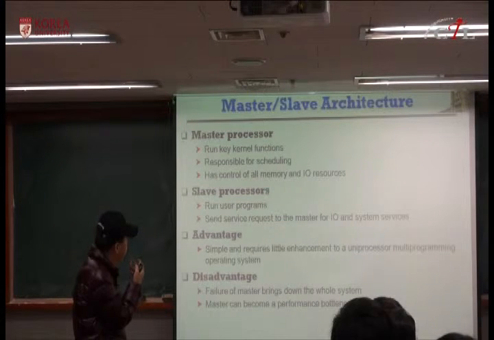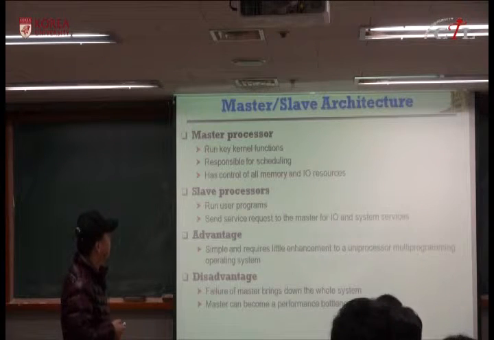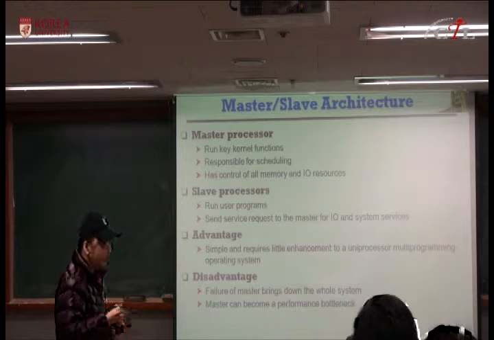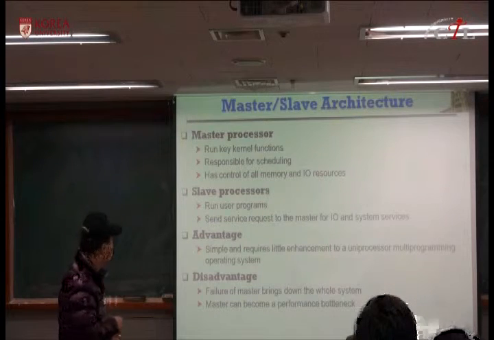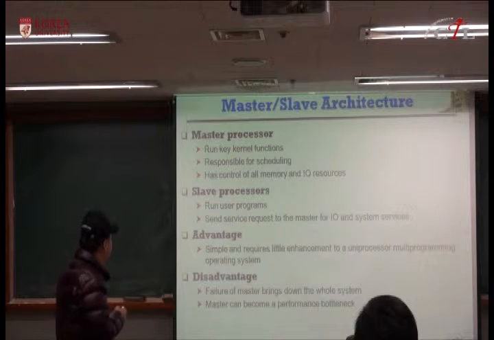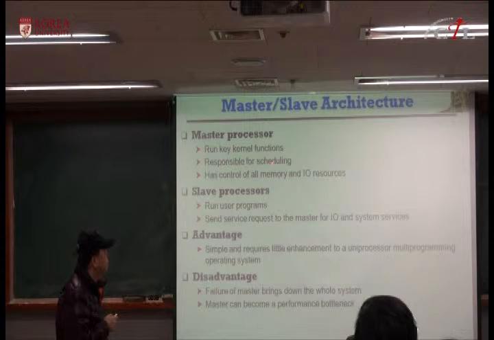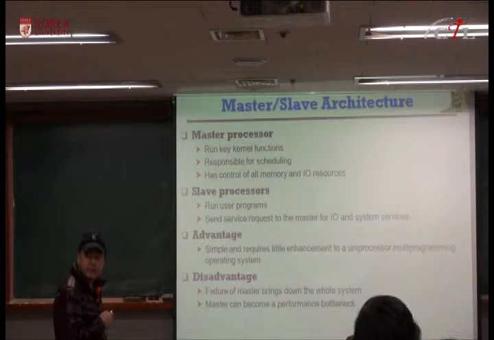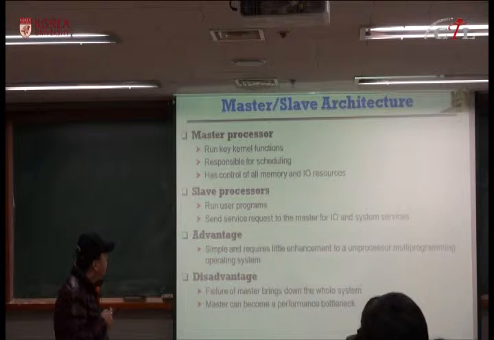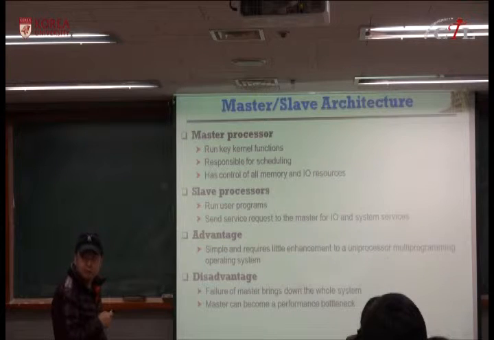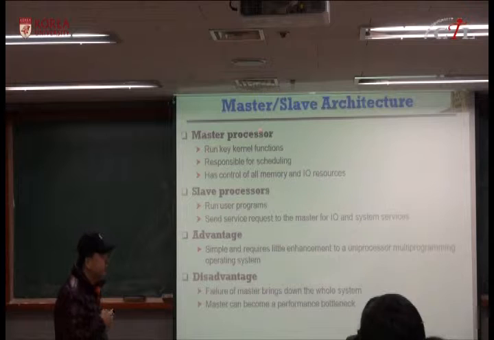In terms of this processor and process assignment, we can assume two different architectures. One is master-slave architecture, the other is peer architecture. In a master-slave architecture, we differentiate a master processor from slave processors. There is a master processor which runs key kernel functions, and it's responsible for scheduling. Scheduling is done only in the master processor, and it has control of all the memory and I/O resources. So all the kernel functions, including scheduling, are done by the master processor.